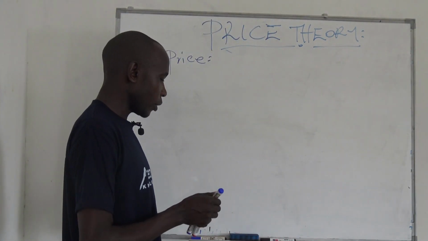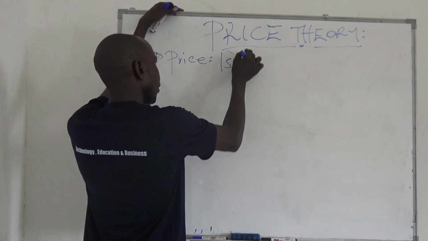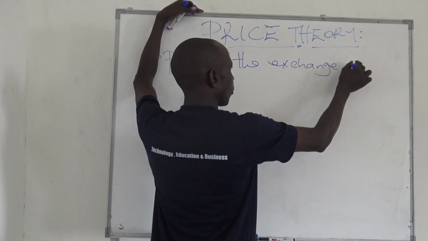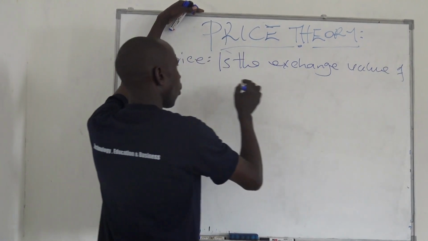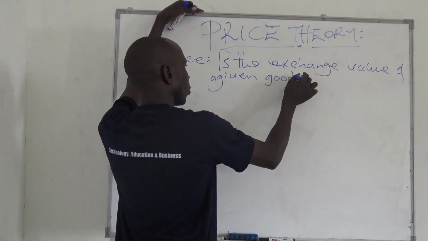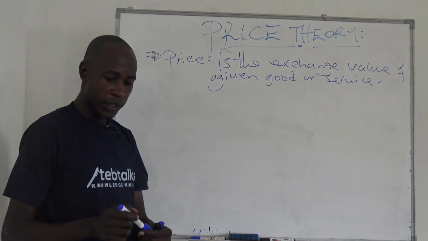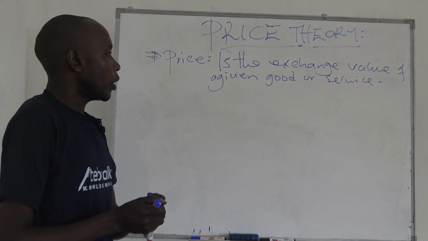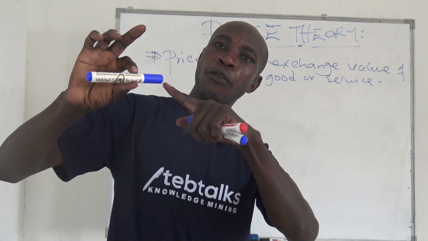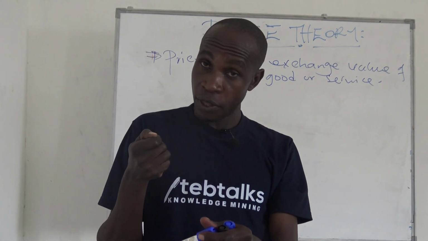So, this time round, to minimize time, when I'm talking about price, price is the exchange value of a given good or service. A given good or service. You usually ask the price of this such that you can pay for it. You take it and you give cash to the seller.